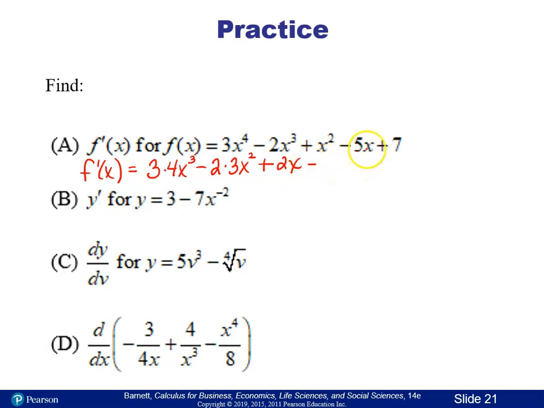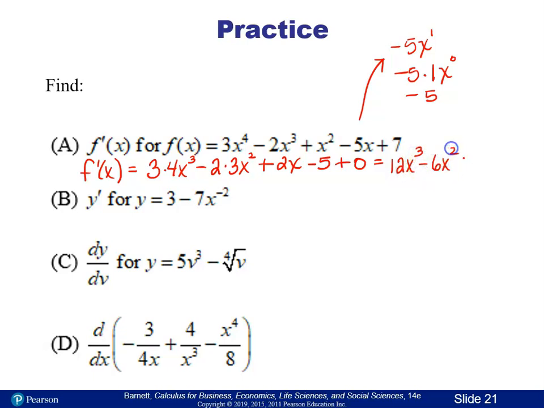The derivative of 5x is just 5. And if you're not sure about that, you'll bring that 1 down, so it'll be -5 times 1x to the 0. But anything to the 0 is just 1, so it becomes just the -5. And then here, the derivative of 7, that's a constant, so that's going to be 0. So when we simplify this, we'll have 12x to the 3rd minus 6x² plus 2x, and then minus 5.